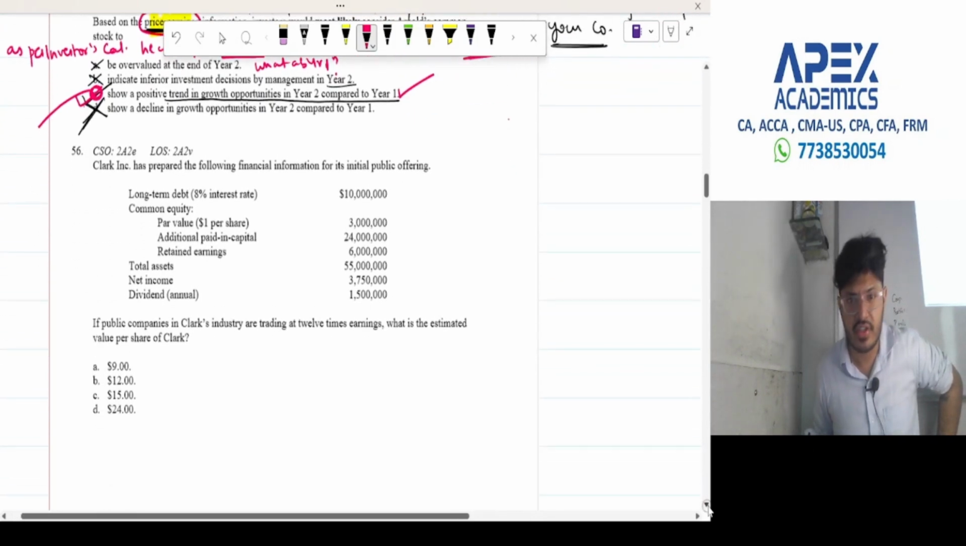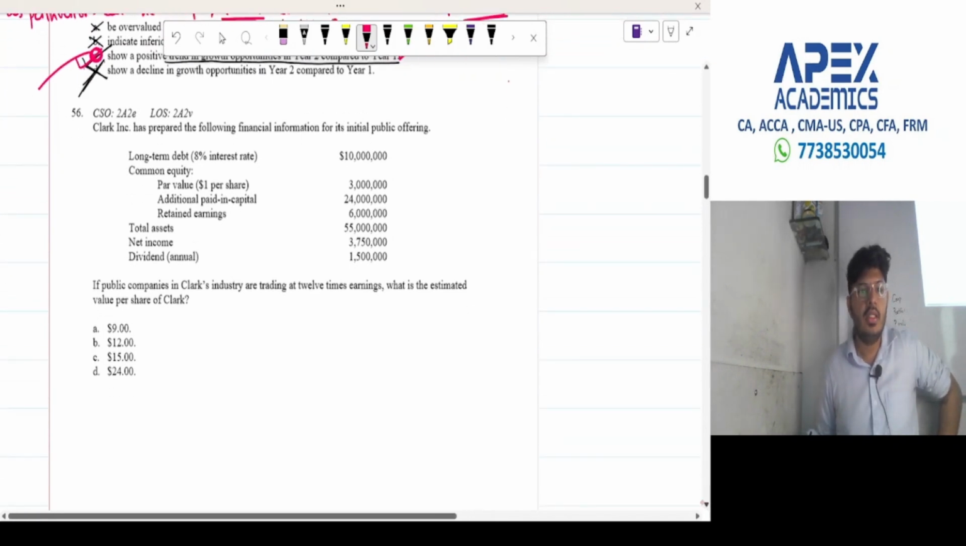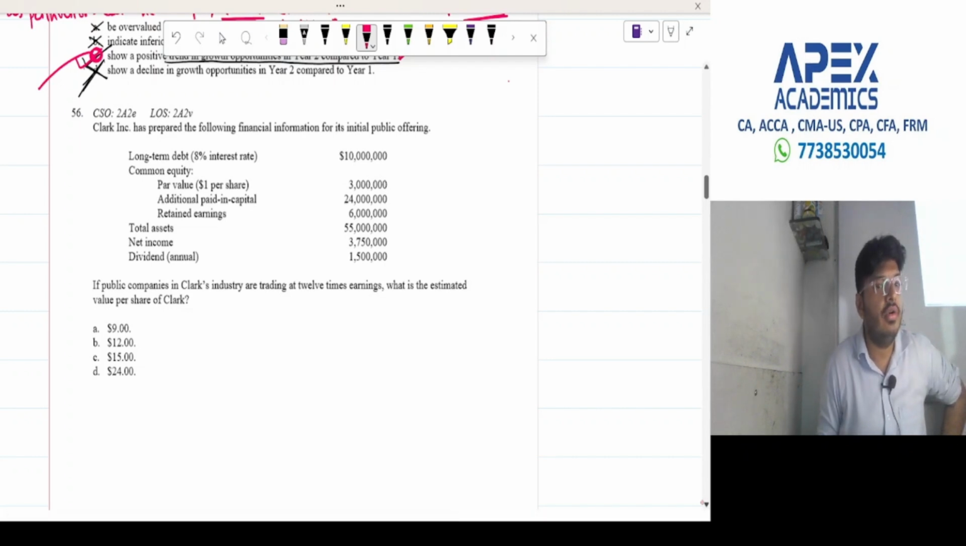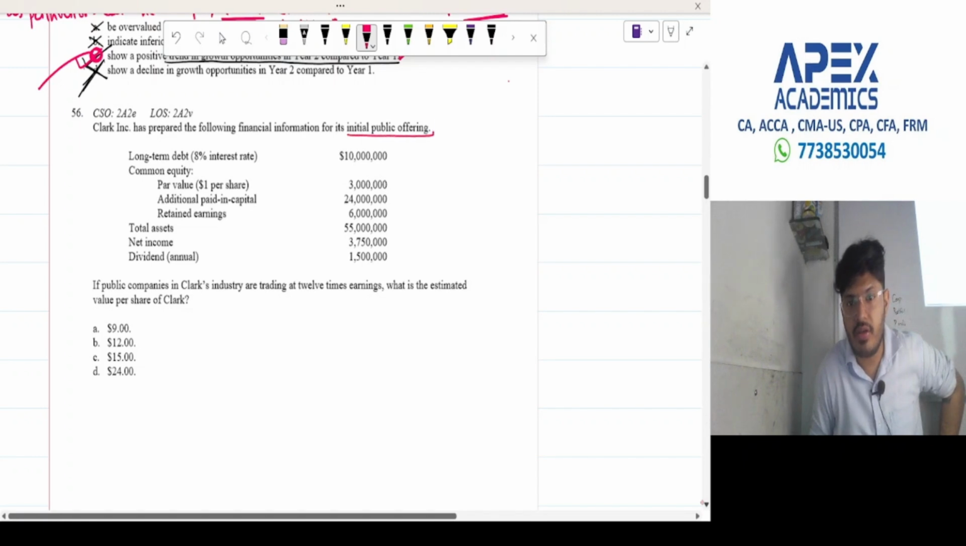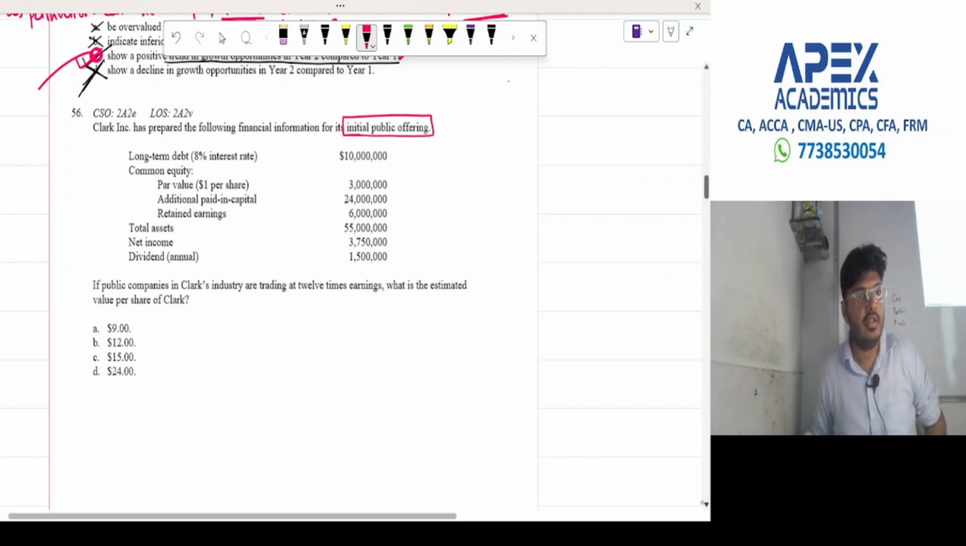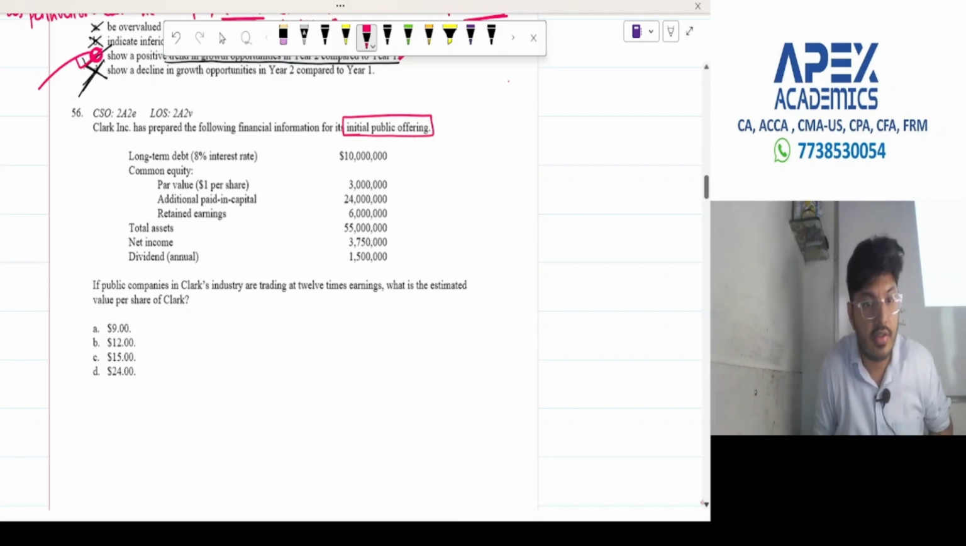Question number 56 now. Let us see what they are saying. Clark Incorporated has prepared the following financial information for its IPO. Long-term debt, okay. Common equity, par value, that is face value. What is this? Face value.